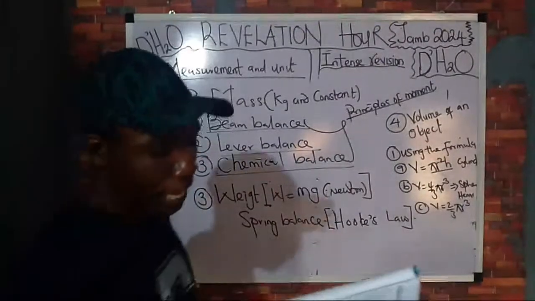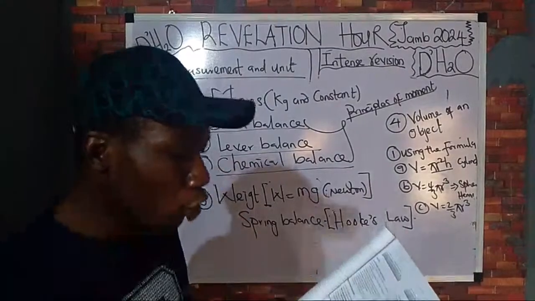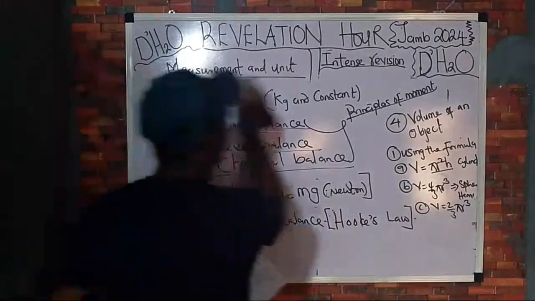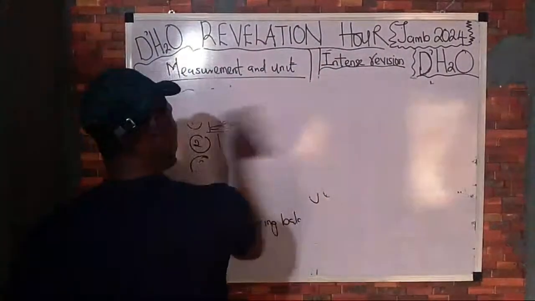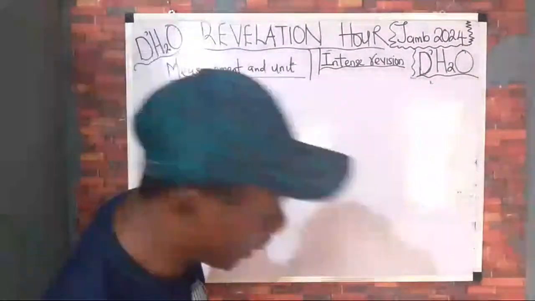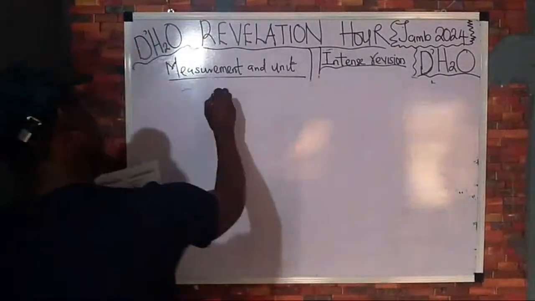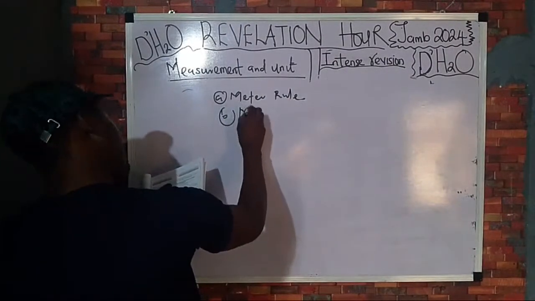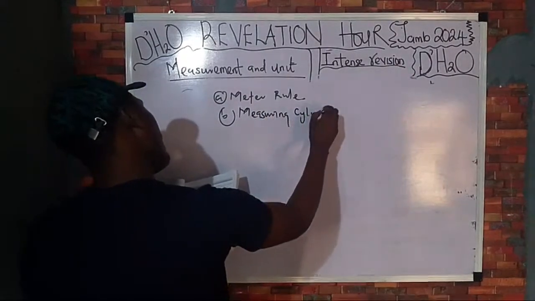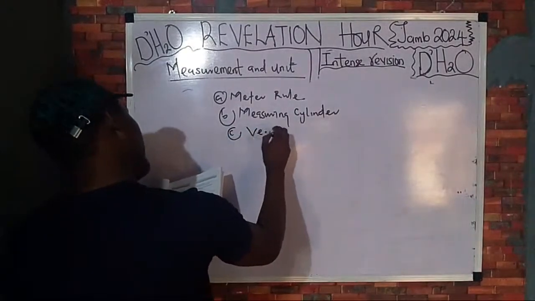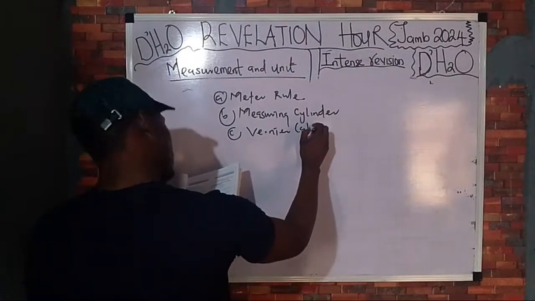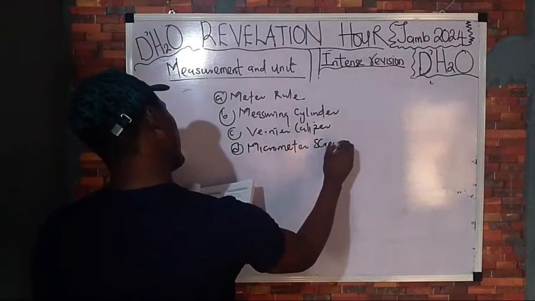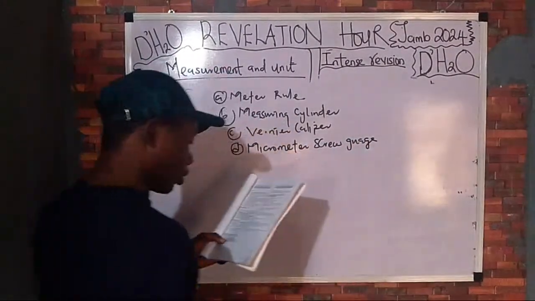Now let's take another question. The question says that the volume of a stone having an irregular shape can be determined with dash. A, meter rule. B, measuring cylinder. C, vernier caliper. D, micrometer screw gauge.